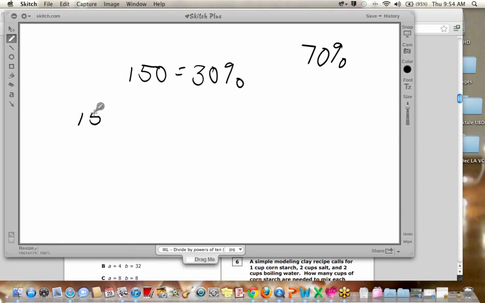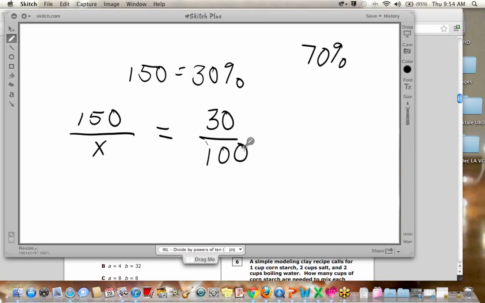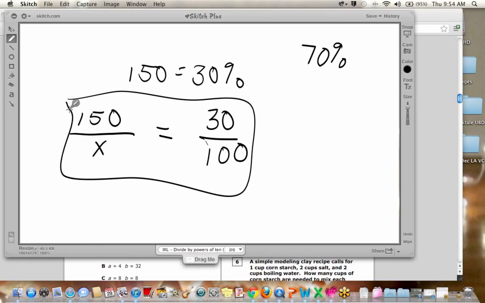First way is to write it out as a fraction. Here's what I know. 150 people out of total, I don't know. So I'm going to put an X there. Equals 30% out of my total 100%. So give me a thumbs up if this makes sense to you so far, what I just wrote. Okay. So what I'm trying to figure out is this total number right here.